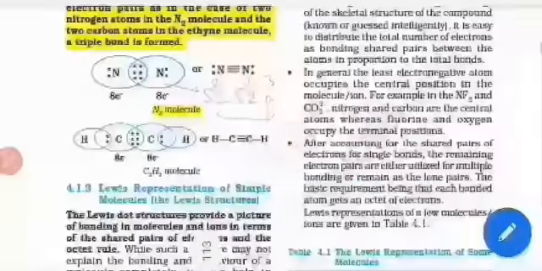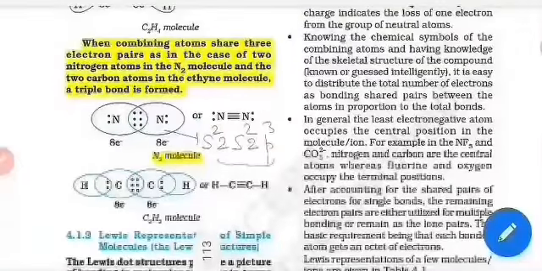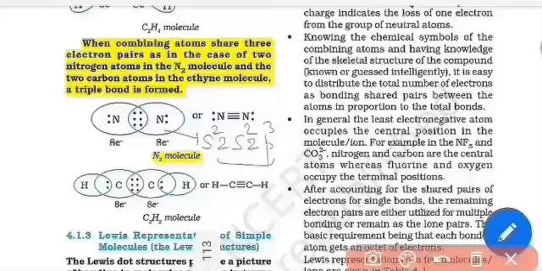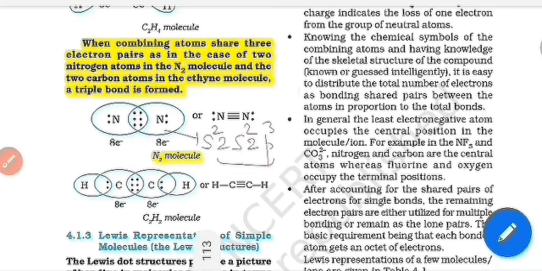Similarly, formation of a triple bond can be explained by taking the example of the N2 molecule. The configuration of nitrogen is 1s2, 2s2, 2p3. It contains 5 electrons in its outermost shell. So nitrogen needs 3 electrons to complete its octet, and both nitrogen atoms share their 3 electrons with each other, and hence their octet is completed.